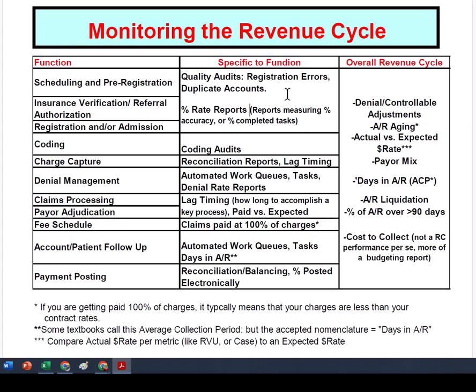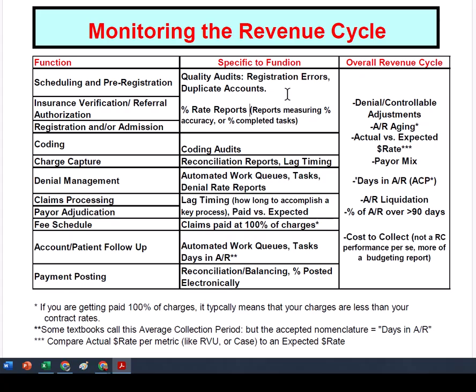Coding, as far as physician coding, our best practice was a biannual outside person coming in and doing coding audits to make sure that physicians are coding accurately. Charge capture, reconciling reports, timing of date of service to when you actually do the charge.